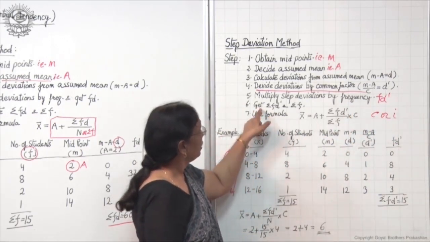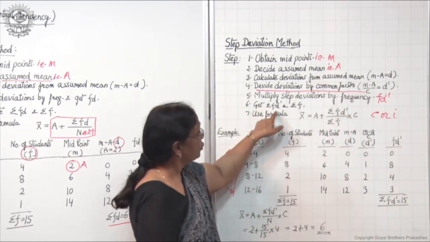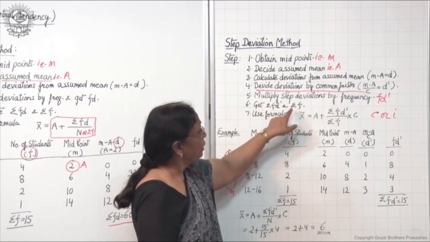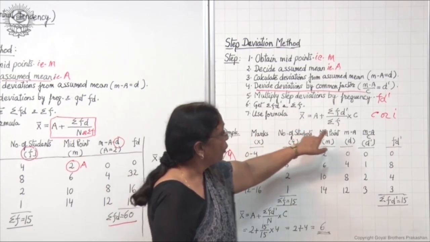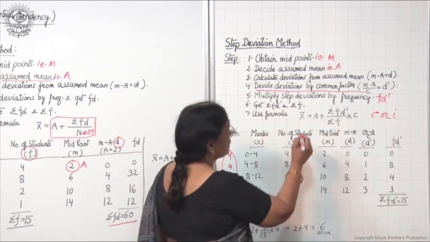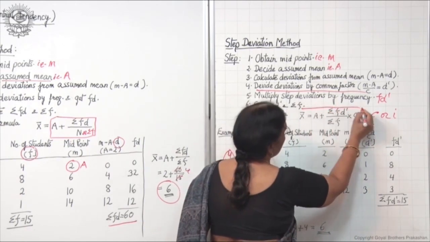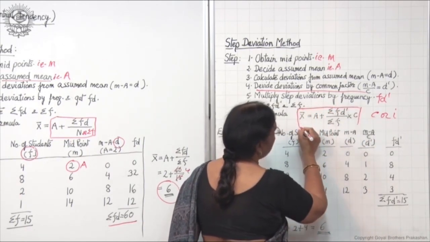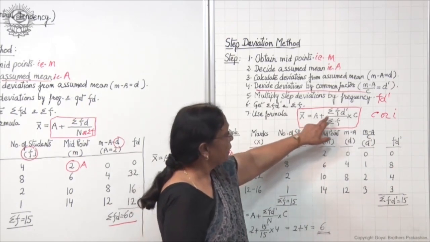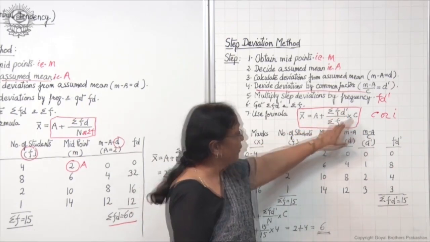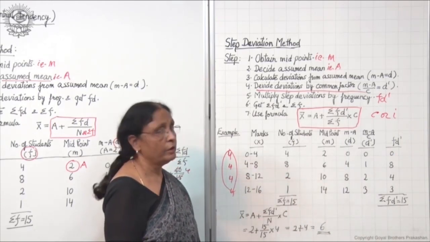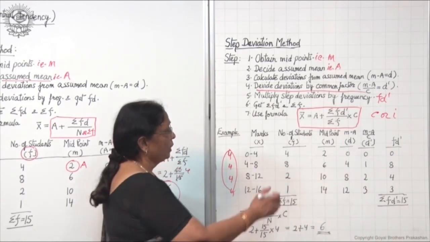Then do the total of FD dash column, this is sigma FD dash, and total of frequency column, that is sigma F, because your formula needs it, right? So this is the formula for step deviation method. X bar is equal to A plus sigma FD dash upon sigma F, into C. C is the class interval or common factor.